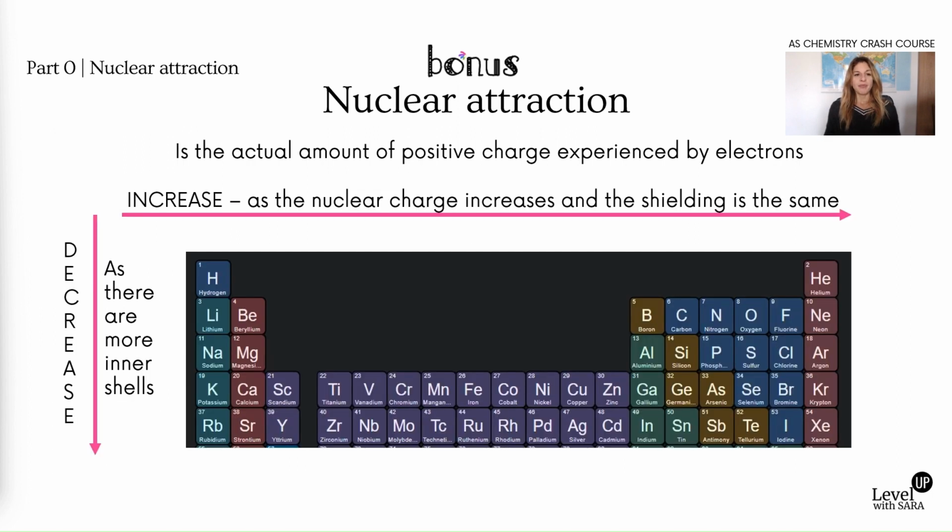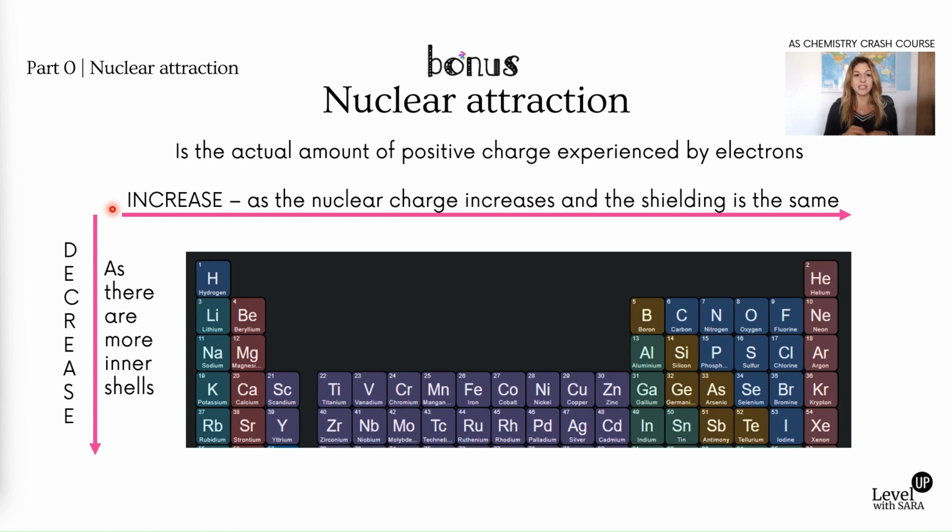So the trend increases as we go across the period because as the nuclear charge increases, the shielding stays the same as we go across the period. Remember that the period represents the number of energy levels. So if the elements are in the same period, they have the same number of energy levels, which means the electrons are added onto the same energy levels. So there is no increase in shielding. There is an increase in nuclear charge because there are more protons, but the shielding stays the same because the electrons are added to the same orbital.